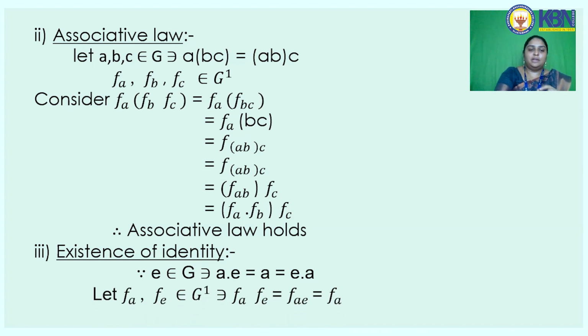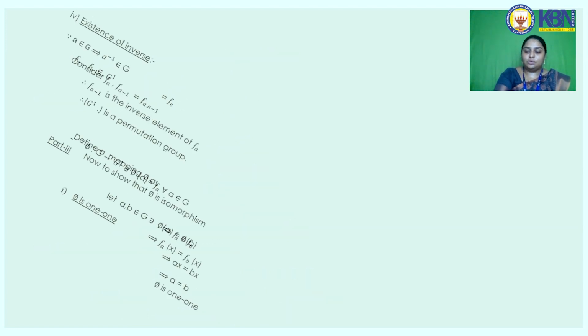For that purpose, here we are taking an element f_a into f_e as f_ae, which is equal to f_a. That means there is an identity element in G. By using that, we are taking an element f_e in G'. That means let f_a, f_e belong to G' and it's satisfying that f_a into f_e is equal to f_ae, which can be written as f_a. Similarly, we can prove that f_e into f_a is equal to f_ea, which is equal to f_a. Clearly, f_e is the identity element in G' and G' satisfies the existence of identity property.